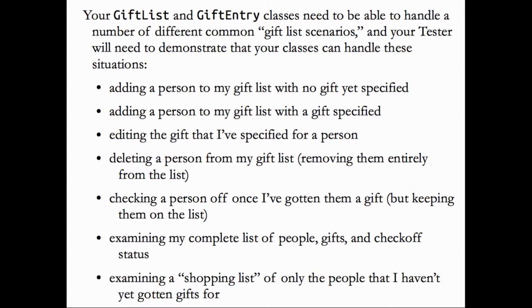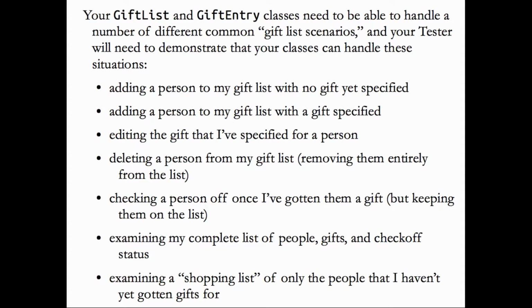So we are going to be thinking about the common gift list scenario. We've got some options listed here, some possibilities, and then we'll try to design our classes so that they can handle these situations. You want to add somebody to the gift list, and maybe you don't know what their gift is going to be yet. We do want to be able to add people that we have identified a gift for. We want to change the gift that we've identified for a person, maybe. We want to edit it. We might want to cross somebody off our list and say, I'm not getting that person a gift after all. I'm taking them off my list. They've been naughty.